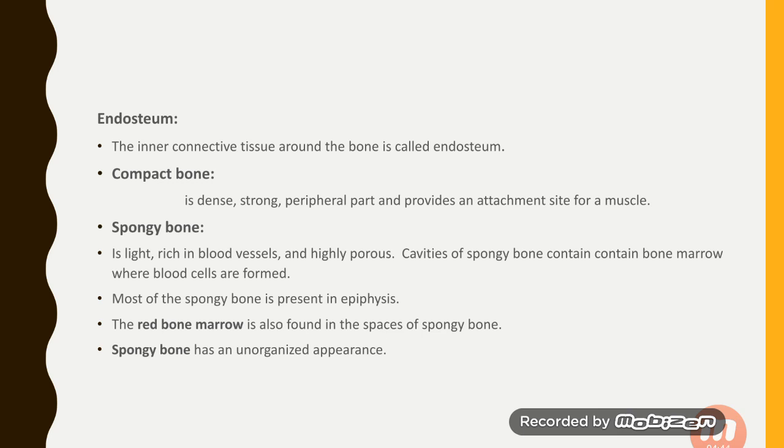Most of the spongy bone is present in the epiphysis, as you have already seen in the diagram. And the red bone marrow is also found in the spaces of the spongy bone which are present in the epiphysis part. The spongy bone has an unorganized appearance.